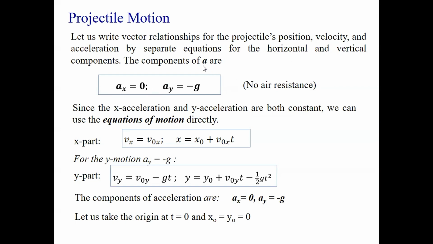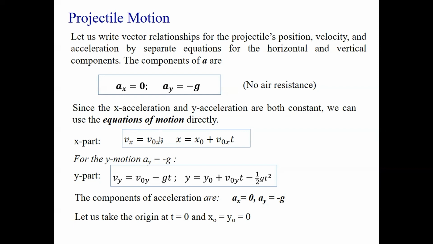The components of the acceleration a are as follows. The acceleration along the x-axis, the horizontal component, is 0. The vertical component is minus g. It is the downward acceleration due to gravity, and there is no air resistance. Since the acceleration components in x and y are both constant, we can use the equations of motion. First, the velocity along the x-axis is constant, with component v naught x.